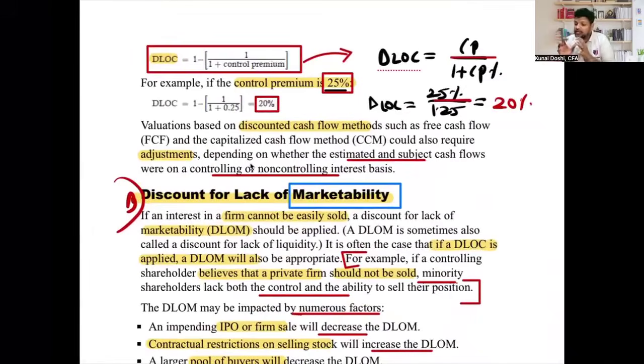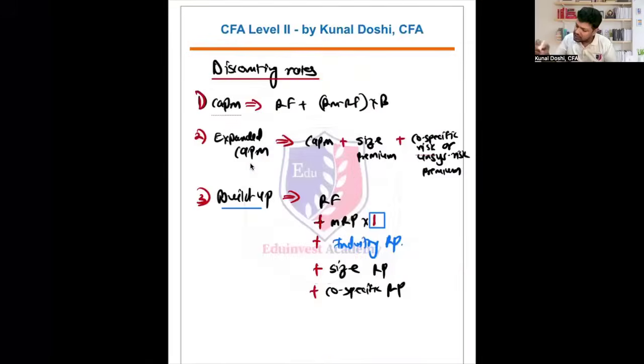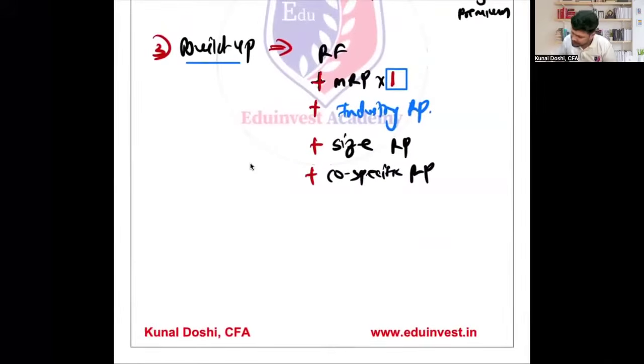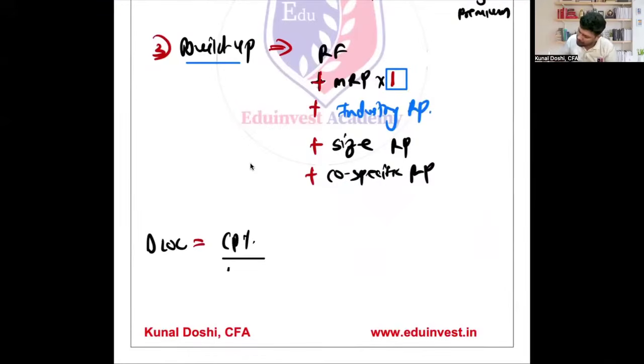Correct. So discount for lack of control, they have presented the formula, but I use a different formula. Generally I use discount for lack of control as a formula. They have used the formula. We will use control premium over 1 plus control premium. You can use this.